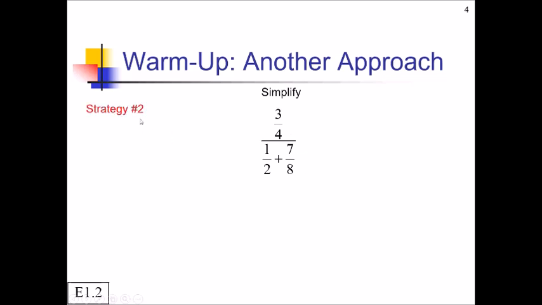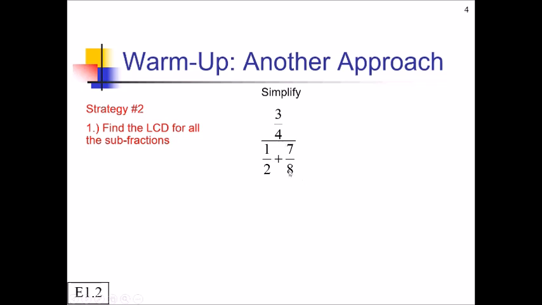So here's strategy 2. First part of this strategy is we're going to find an LCD, not just for the subfractions within one side. We're going to find the LCD for all the subfractions in this entire complex fraction. So we're looking for the LCD for 4, 2, and 8. Take a moment to figure out what that is. All right, so hopefully you came up with 8.